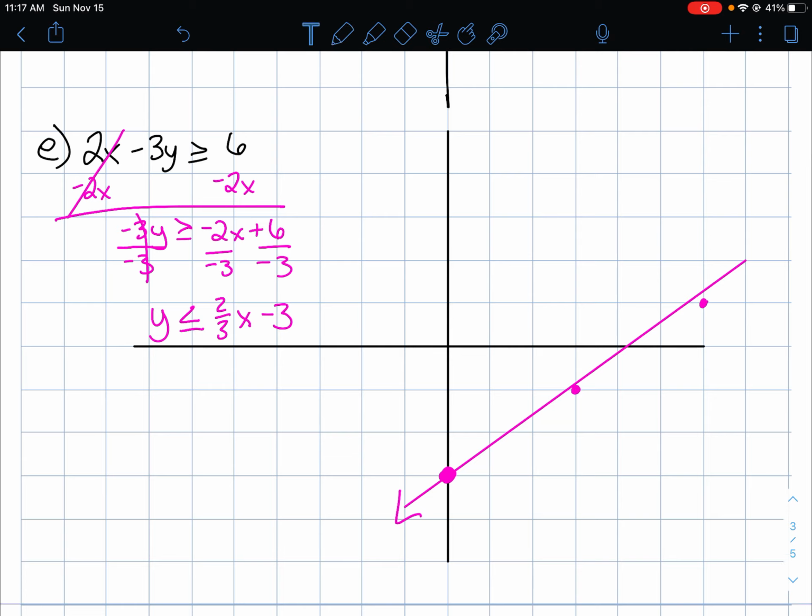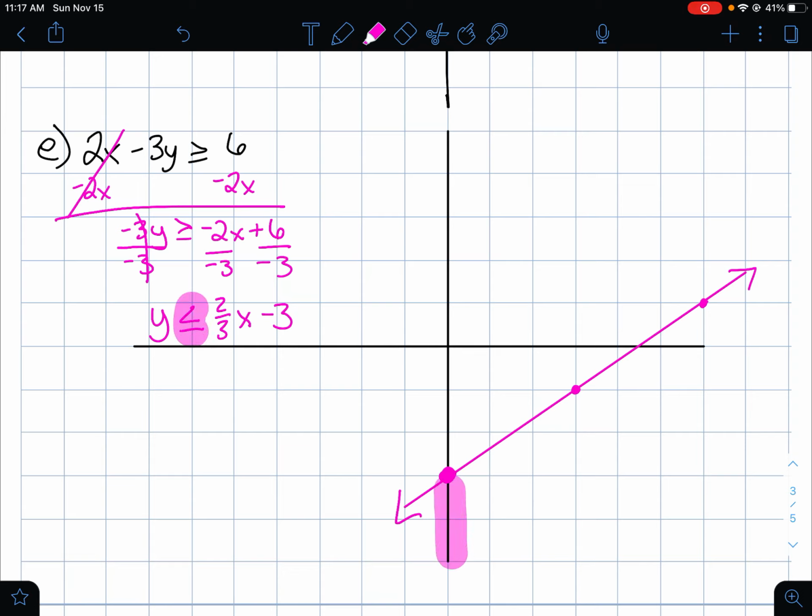And hopefully I can get this a little better than what it is. There we go. Okay. And now I have to decide what side to shade. It's saying that y is less than or equal to, so again, below. So I'm going to shade this side of the line.